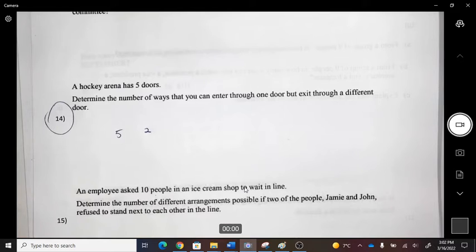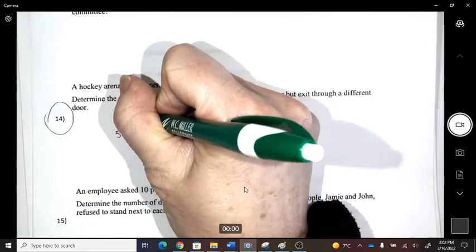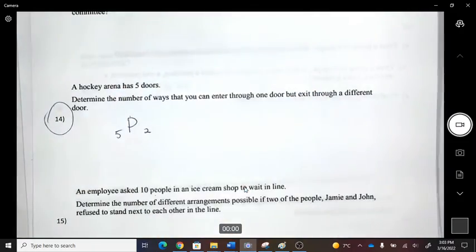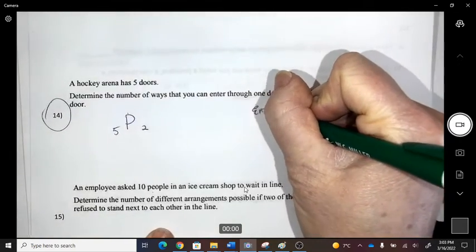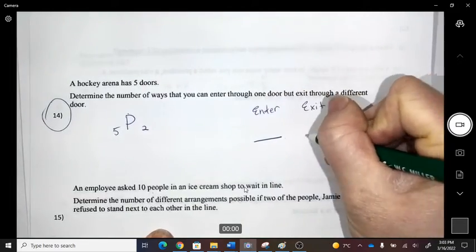What kind of letter would you put in there? Are you just choosing 2 doors, or are you switching the order of your 2 doors? Does the order matter of your 2 doors? So then what letter? P? Or I could do this kind of method. Enter, exit.